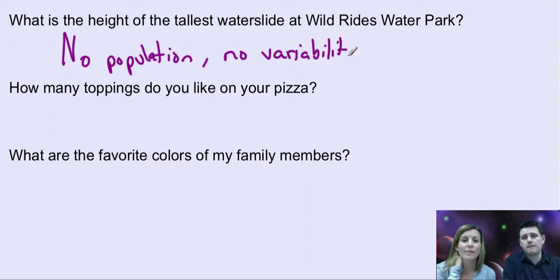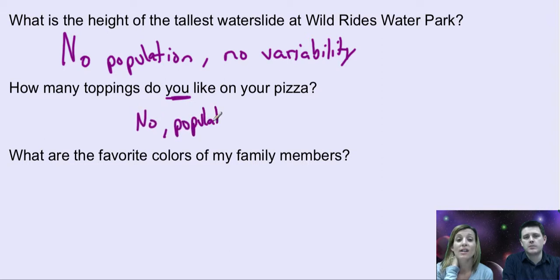All right, since you took that one, I'm taking the next one. How many toppings do you like on your pizza? One answer, one population. So no population, so we're going to say no for the population. And again, it's just numeric toppings. I like two toppings. I like four toppings. But you would get some variability there still. So there is some variety in terms of their answers.